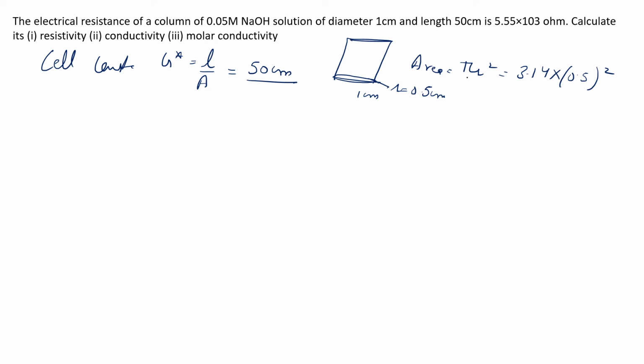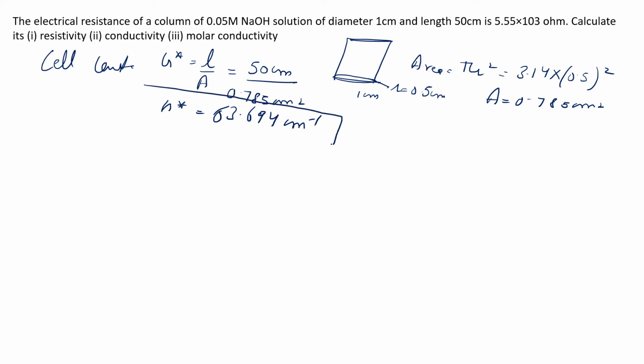So you will be getting the area as 0.785 centimeter square. Substituting the value over here, 0.785 centimeter square, G star will come out to be 63.694 centimeter inverse. This is the cell constant for the reaction. Now finding out the resistivity.